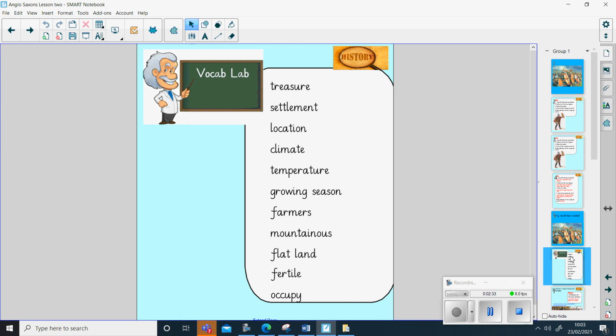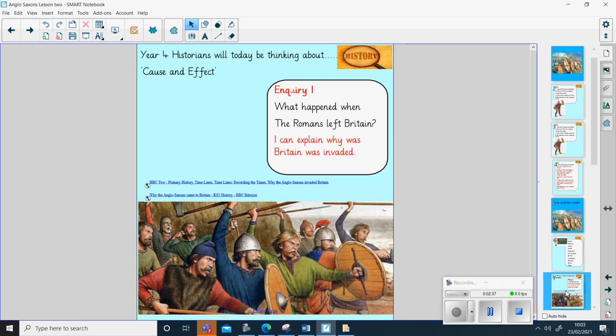and fertile and occupy. Okay, so first of all we're going to begin with the Anglo-Saxons and we're going to find out why they came to Britain. Now I've recorded this video lots and lots of times over the last 2 weeks and it won't work. So basically what you need to do is to open Teams and to follow the link to the video, please.